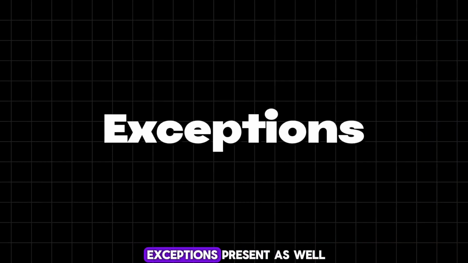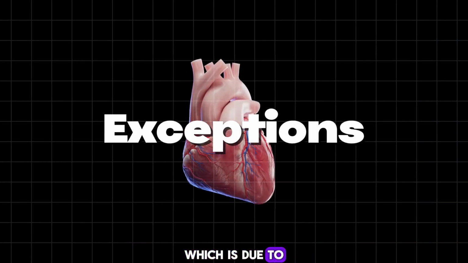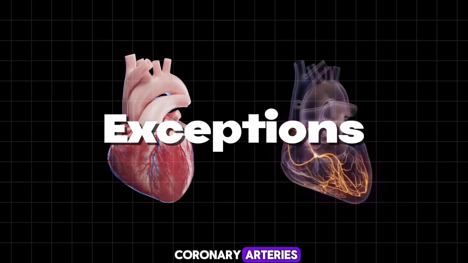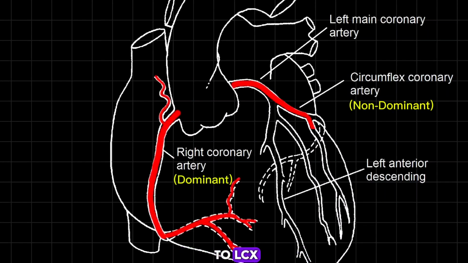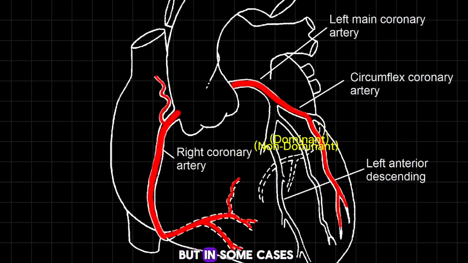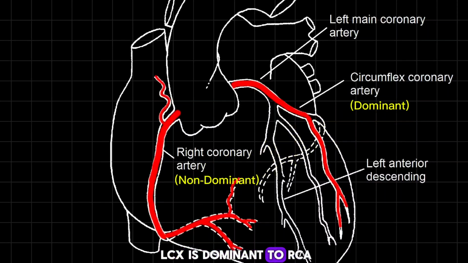There are some exceptions present as well, which is due to the anatomical variant of coronary arteries. In the majority of the cases, RCA is dominant to LCX, which means RCA supplies the blood to the larger area of the heart in comparison to LCX. But in some cases, LCX is dominant to RCA.